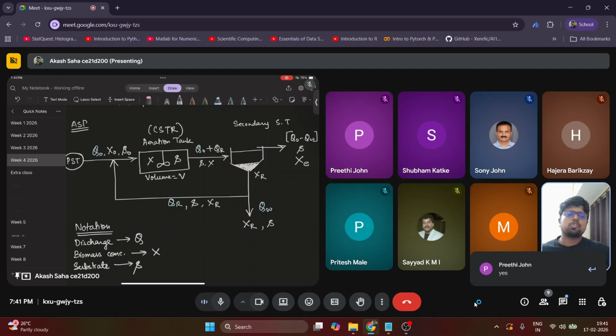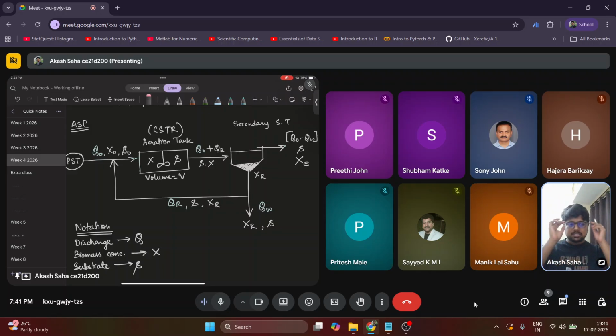So this is the overall flow diagram with all the parameters, how they are changing, whether they will be higher or lower, how they are varying, how they are getting degraded. So this is the overall picture of the activated sludge process.